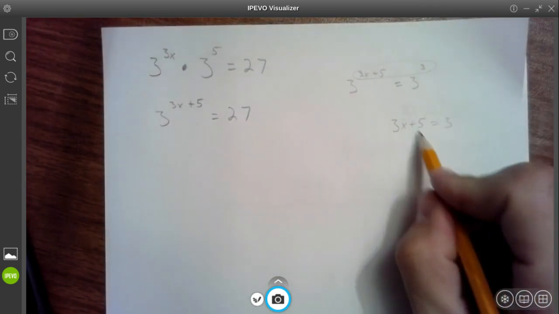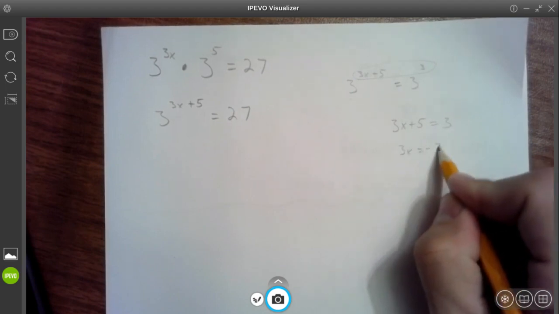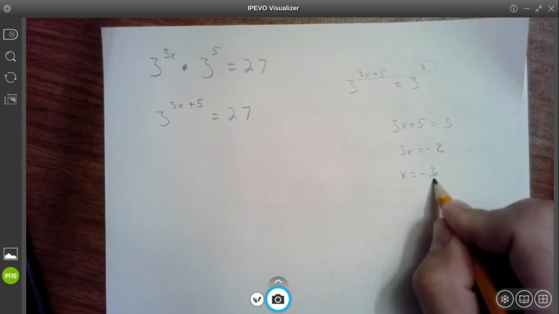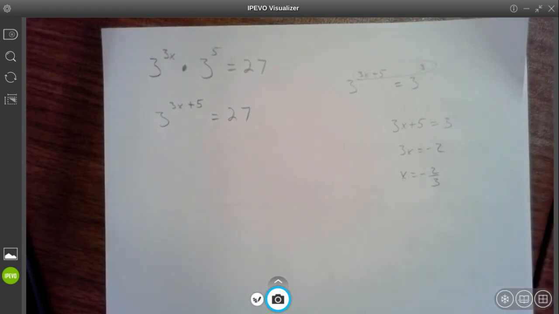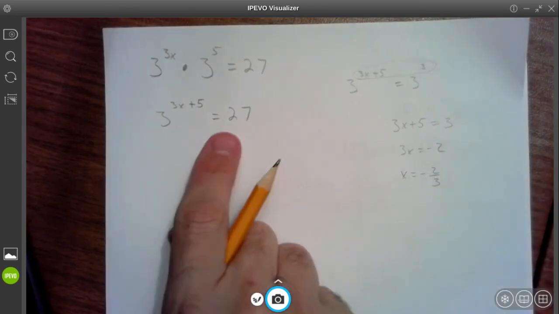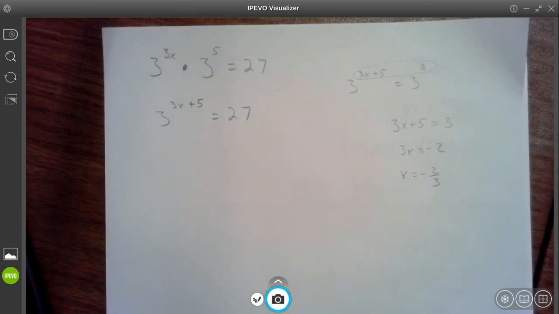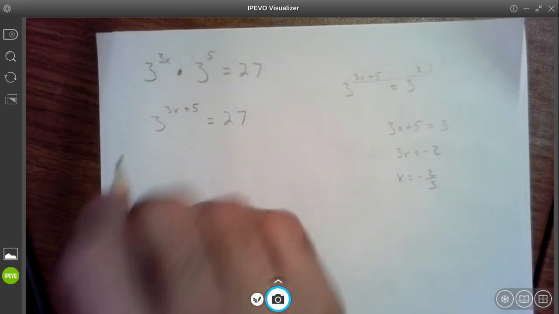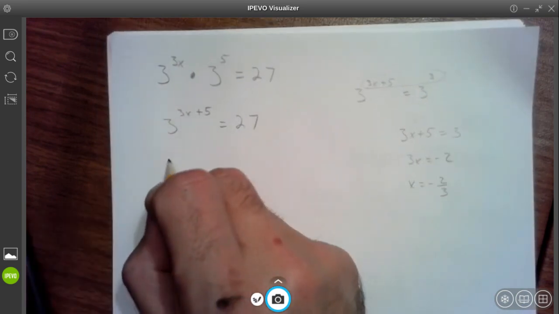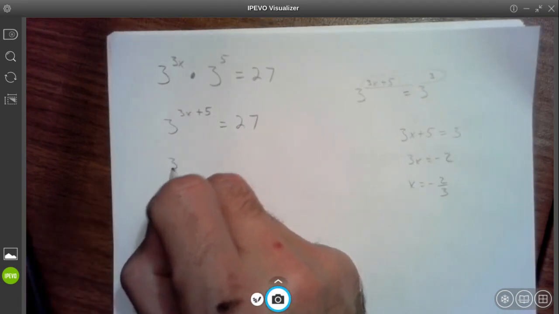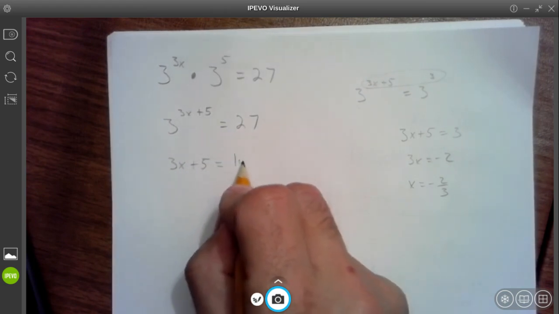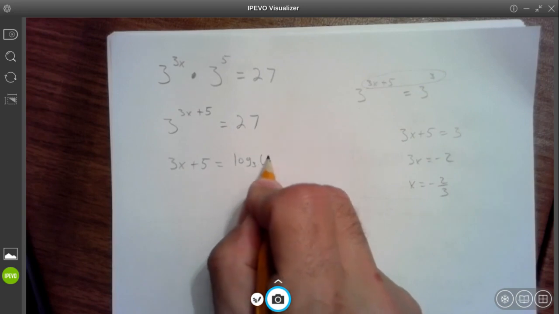Subtract 5, and then divide by 3. So negative 2/3 should be the answer that we get when we go through the steps of solving this. All right, let's go ahead and do it with log base 3. Log base 3, we're going to get 3x plus 5, and log base 3 of 27.